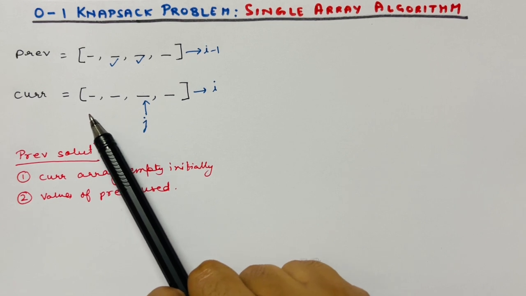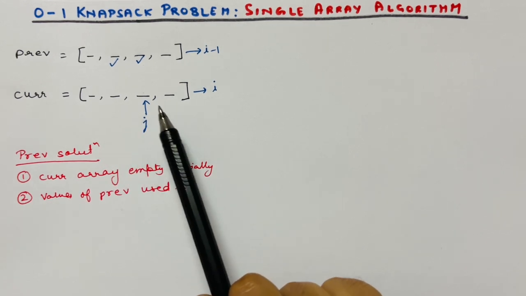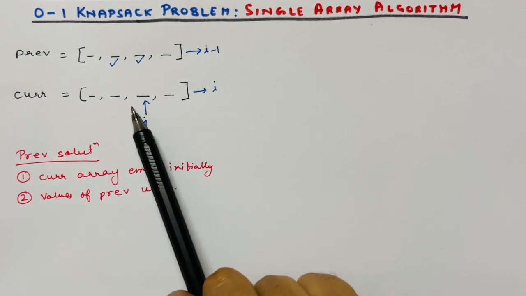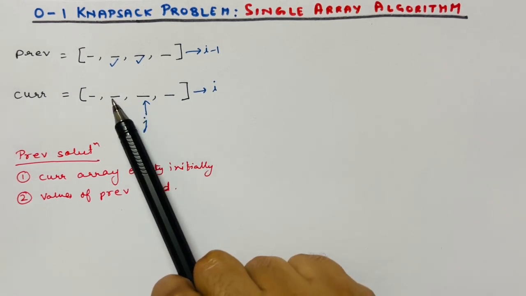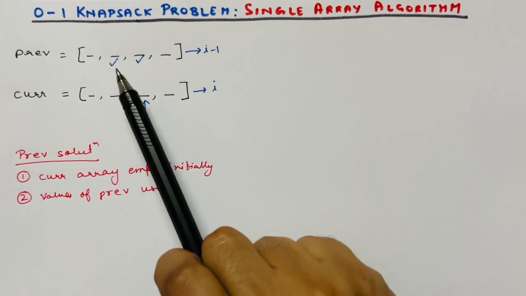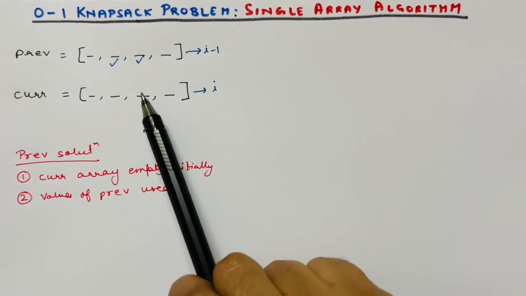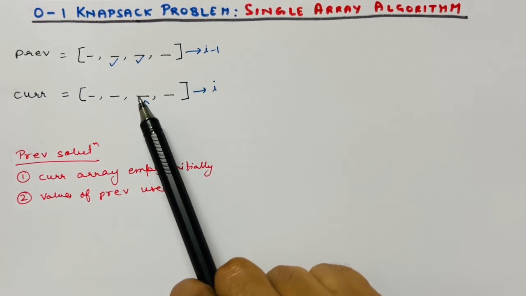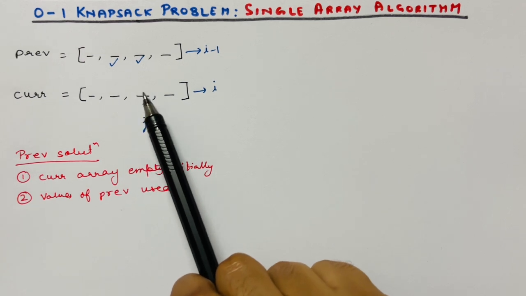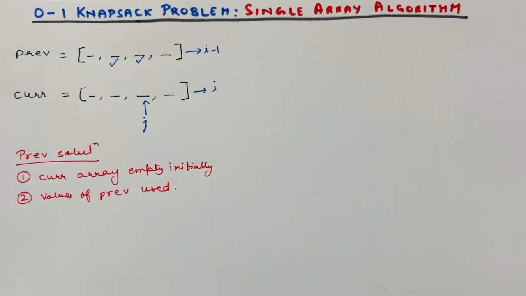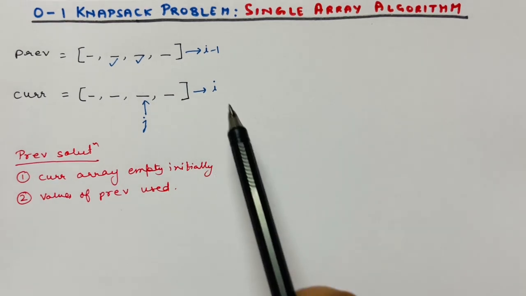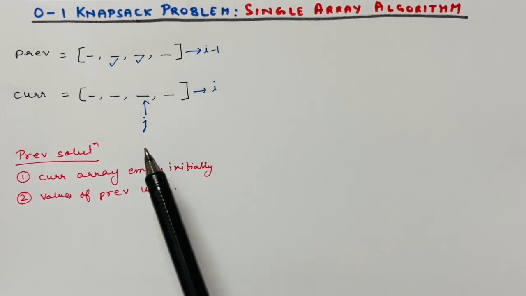Instead of traversing this array from left to right, if we traverse from right to left, then when we reach here, this position will still hold the old value, and this position will also hold the old value. So we have both the values to derive the final answer here, and we can fill this here. So that means we can probably solve this using one array.